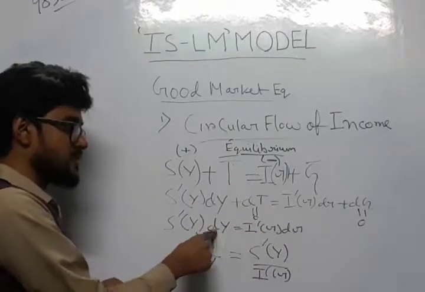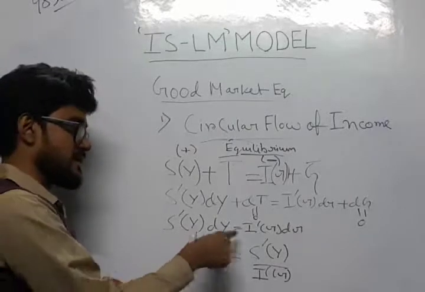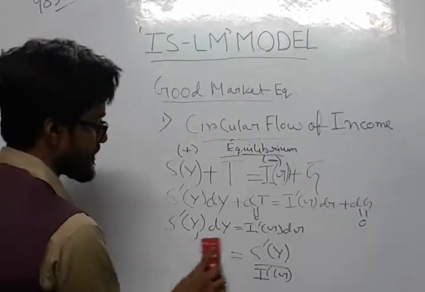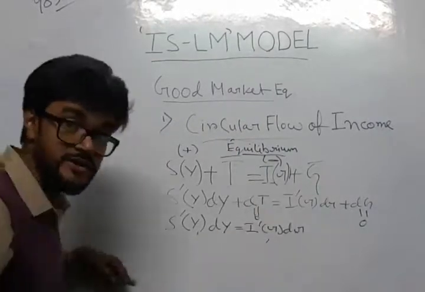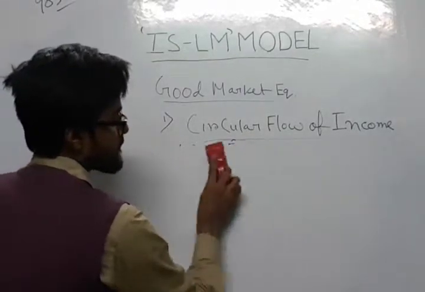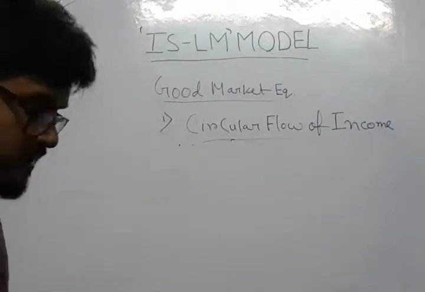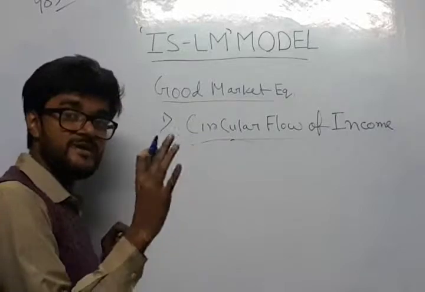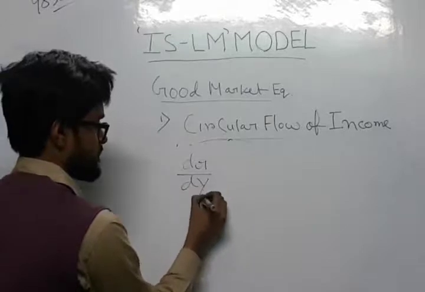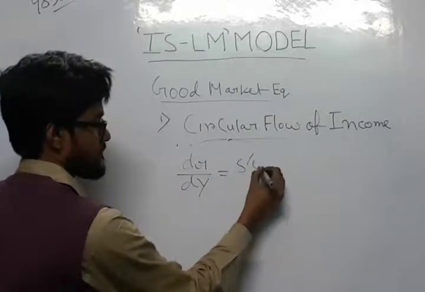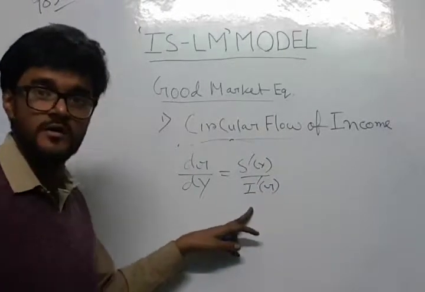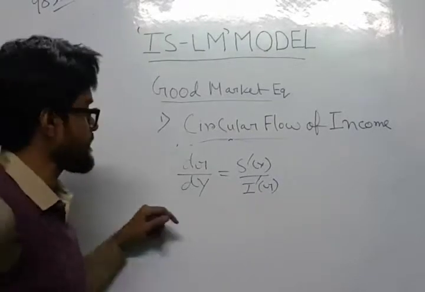Now what we did here, we take dr by dy and s dash y by I dash r. So I'll rewrite it again. I'm expecting you have noted it down so that I can rub it off. So our end result was this. This was our end result.